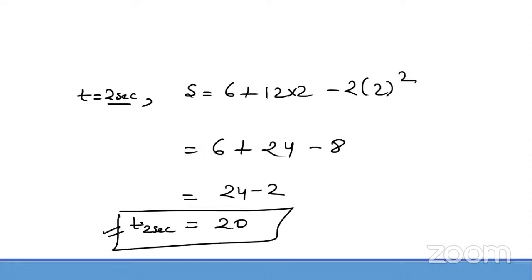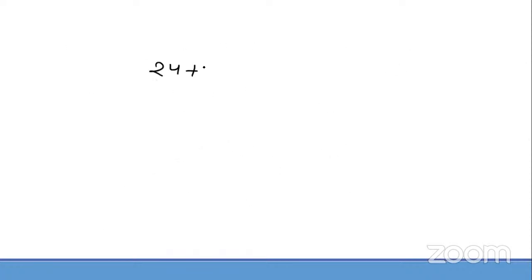So students, just add this, because these are now magnitudes. Displacement is equivalent in magnitude to distance. So add both of the distances, you will get 24 plus 20. Answer is 44. It's coming as this. What is your answer, students?